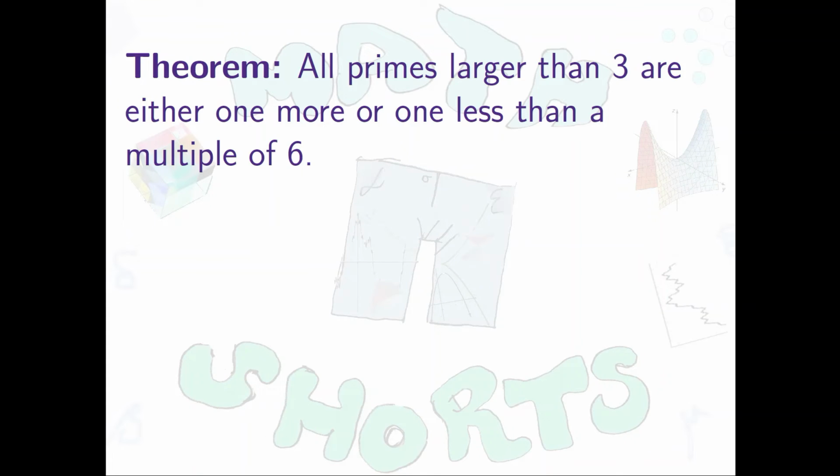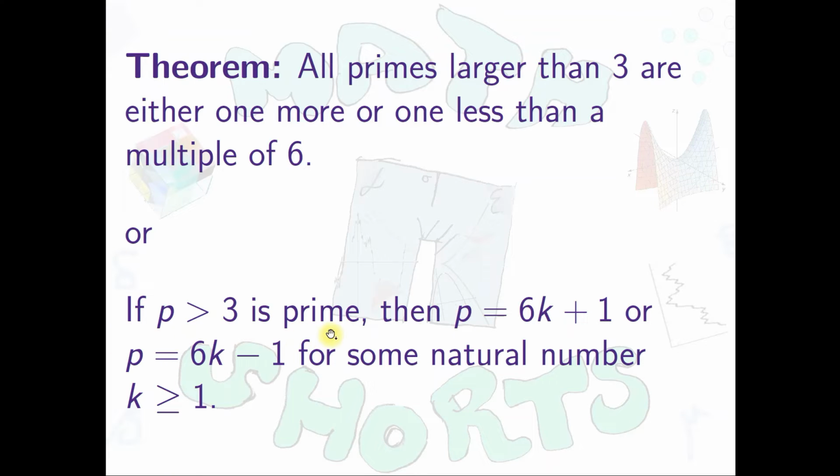That all primes larger than 3 are either one more or one less than a multiple of 6. Now, that didn't say that if you go one more or one less than a multiple of 6, it's a prime. It says primes are going to fall into these categories. Now, we can write this in a little bit more mathy of a way by saying that if p greater than 3 is a prime, then p is going to be 6k plus 1 or 6k minus 1 for some natural number k greater than or equal to 1. Now, we can write this in another way as p is going to be 6k plus or minus 1.